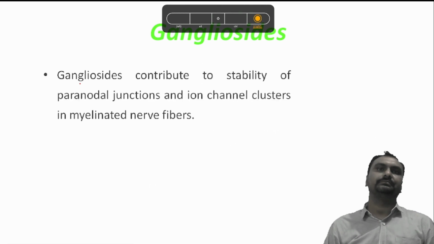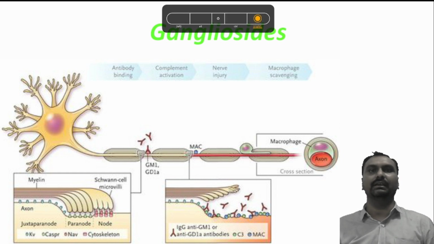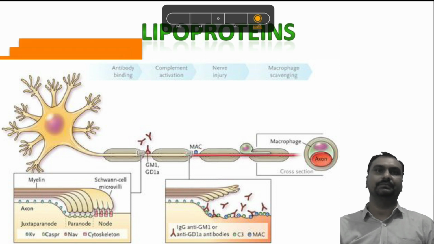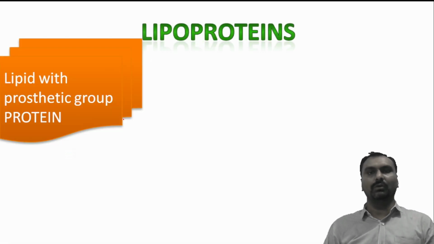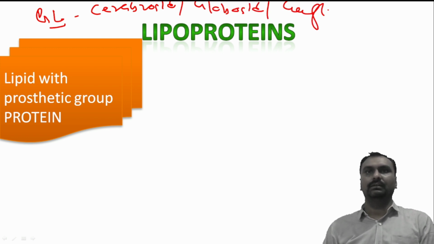Like that. This ganglioside contributes to the stability of the paranodal junction and ion channel clusters in myelinated nerve fibers. If there are autoantibodies to GM1, they will disrupt the lipid raft and paranodal or nodal structure in the peripheral motor nerves. So this was about the glycolipids, where the examples are cerebroside, globoside, and ganglioside.